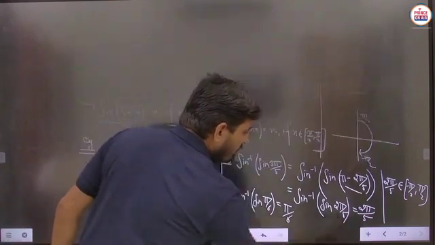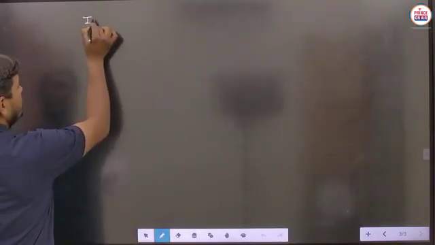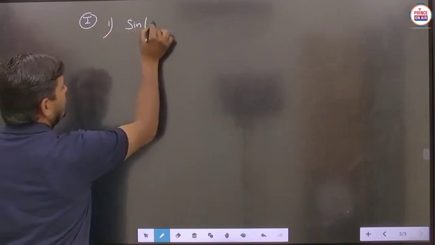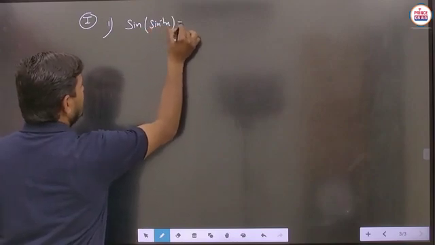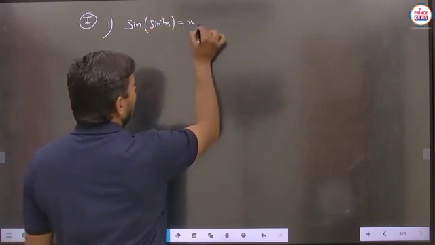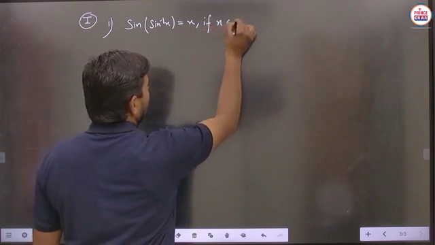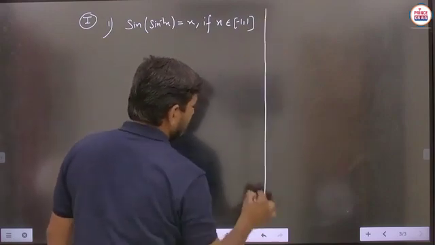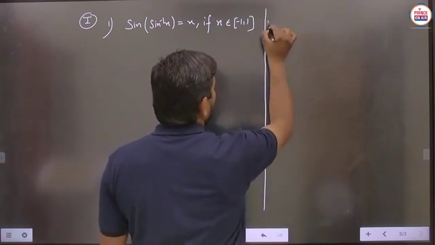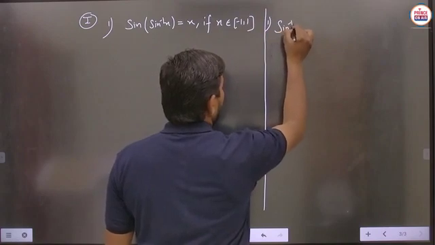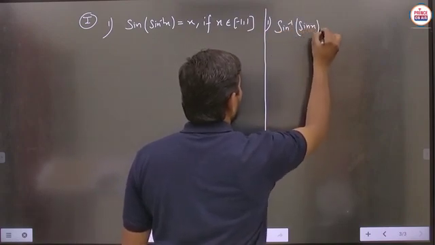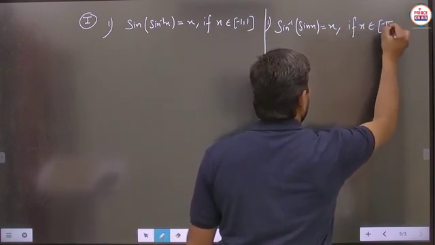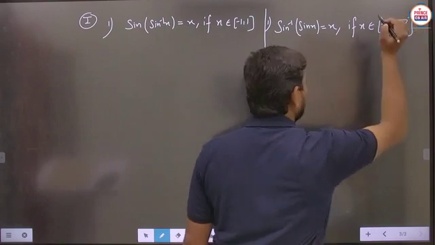So next, we have to write the basic property in this first property. The very first part is written like this: sine of sine inverse x will be written as x if x belongs to -1 to +1. Is it clear? Similarly, in the parallel case, we write this property as sine inverse of sine x will be taken as x if x belongs to -π/2 to +π/2. Is it clear?